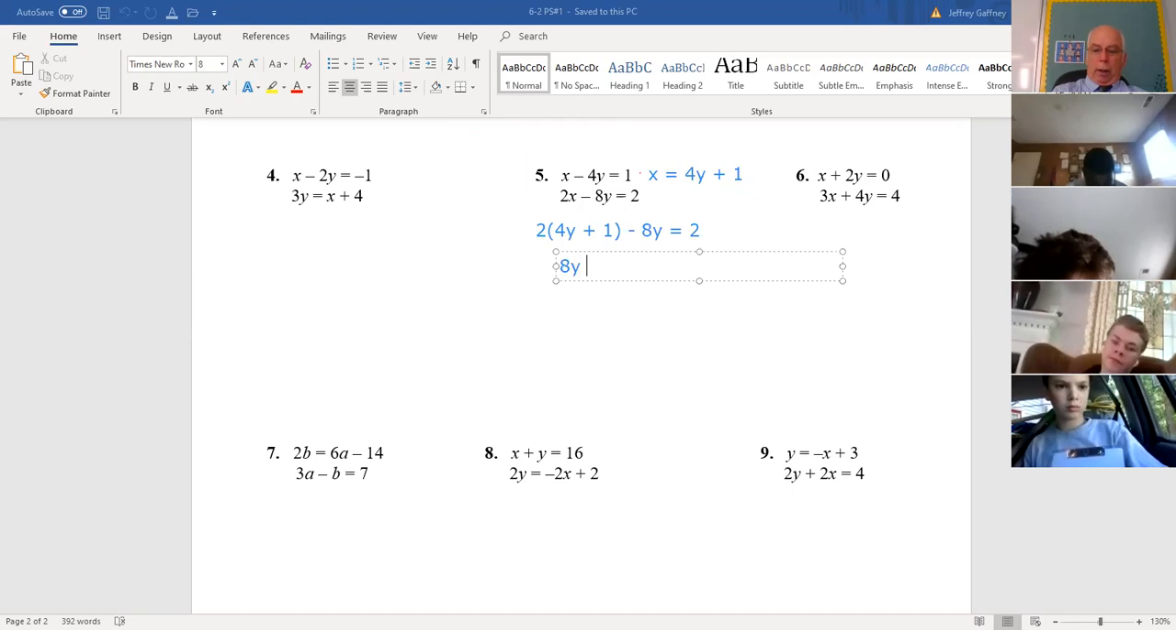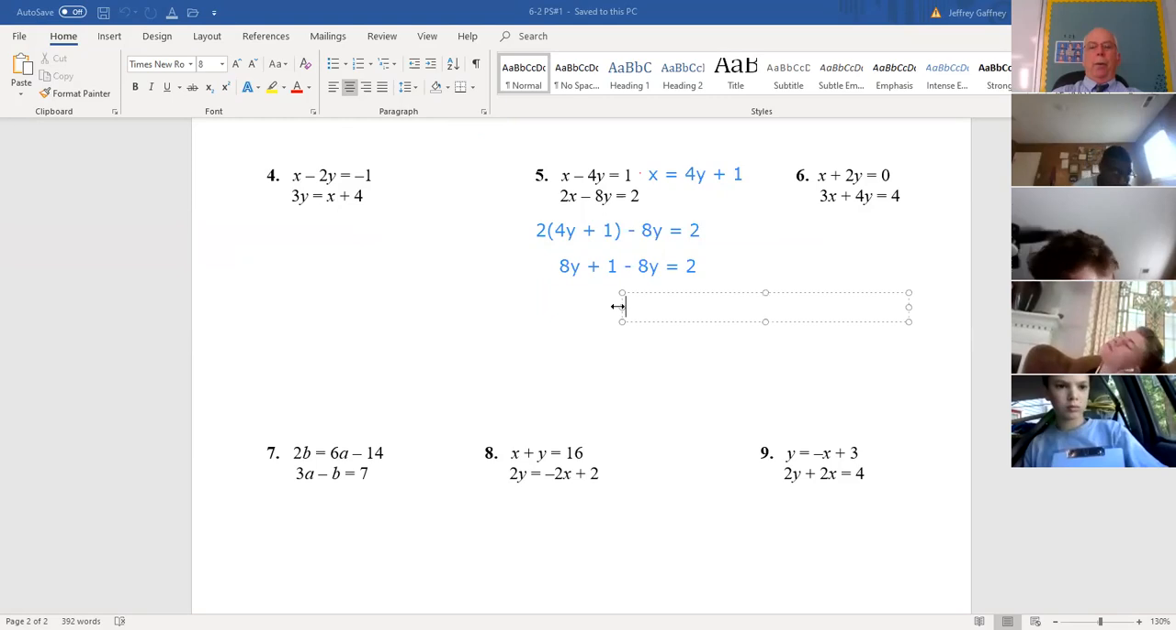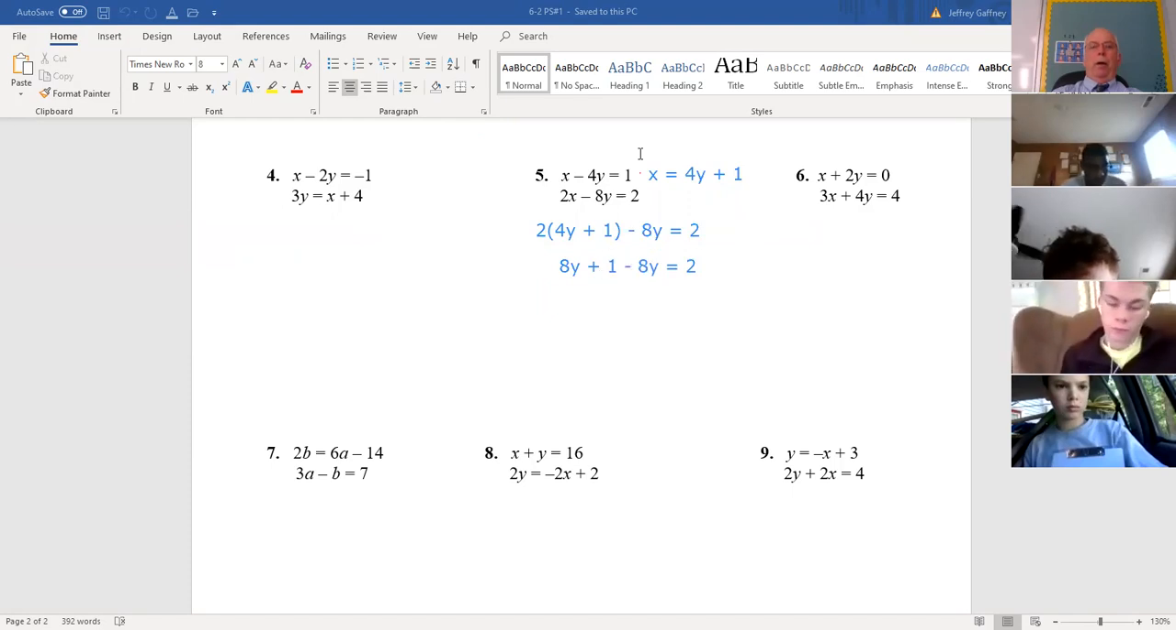I get 8y plus 2 minus 8y equals 2, right? Now I'm going to combine like terms. So 8y minus 8y equals... there's something wrong here. Oops, nobody caught me. Yeah, there's an error there. All right, this should be a 2. I knew that. I thought something was haywire.